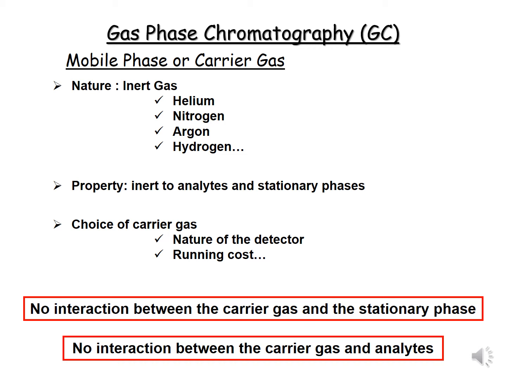So you have to choose the carrier gas, and to choose it, you can first consider the nature of the detector, because some carrier gases are not compatible with some detectors. You can also consider the running cost, because it is important to always see the cost. But the most important thing on this slide, and for gas chromatography, is that there is no interaction between the carrier gas and the stationary phase, and no interaction between the carrier gas and analytes. Be careful, because this is one of the most important things in gas chromatography.